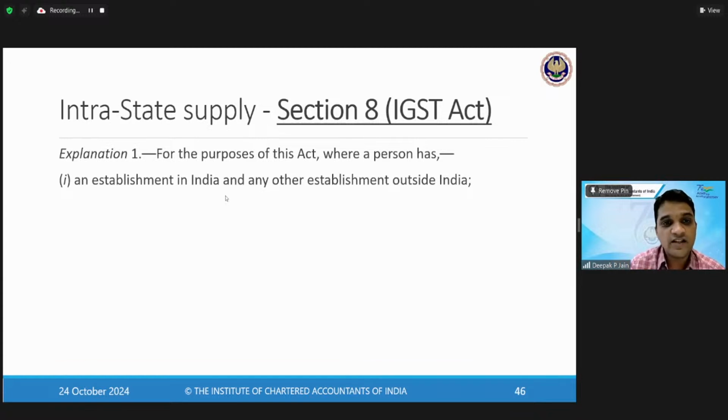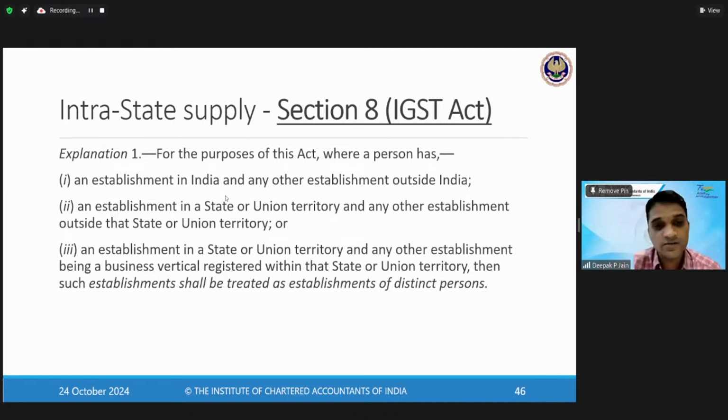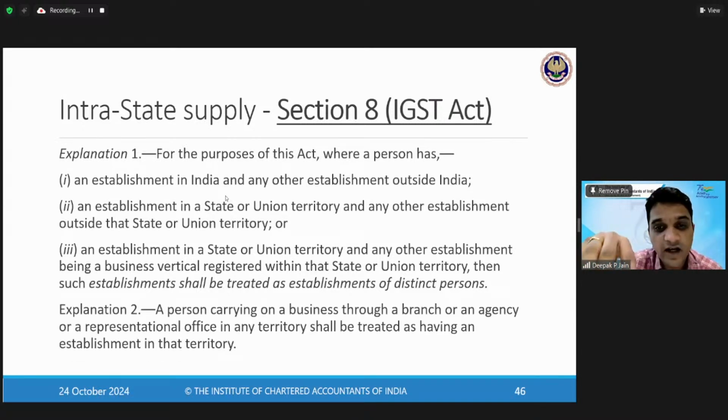Then the intrastate supply explanation says that where a person has an establishment in India and another establishment outside India, or an establishment in a state or union territory and any other establishment outside the state or union territory, or an establishment in a state or union territory and any other establishment being a business vertical, then such establishments are treated as establishments of distinct persons. This we had read even before. What happens in case of a distinct person? If you have an entity here and an entity outside India, or an entity in a state and an entity outside the state, or two registrations in a state, they are treated as distinct persons. And a person carrying on business through a branch or agency or representation office shall be treated as having an establishment in that territory. So this is the interstate, intrastate concept and the definition of who is a distinct person.